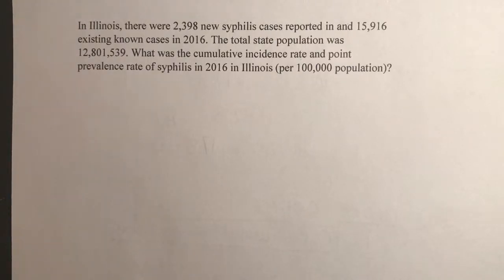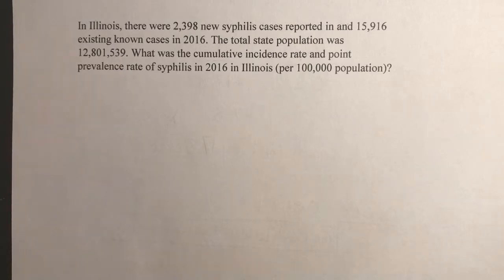All right, let's take a look at cumulative incidence and point prevalence rates. Now recall the difference between incidence and prevalence. Incidence is our new cases of a certain condition or disease or disability, and prevalence is our existing cases. Okay, so think of that bathtub again. Incidence is the water coming into the bathtub, and prevalence is the water that already exists in that tub.